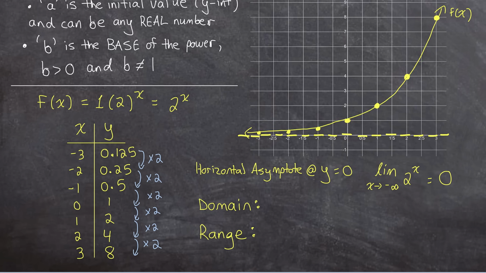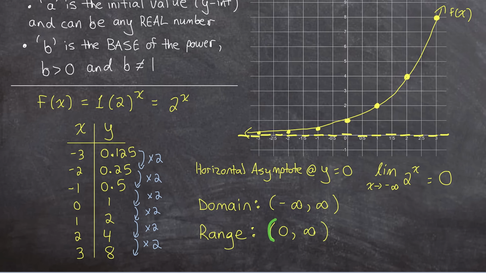So our domain would be any value between negative infinity and infinity. The range, however, means what's the set of y values the function could output. So what could we get 2 to the power of x equal to? Well, notice the function is always above our horizontal asymptote. So the function is always going to have a y value that's bigger than 0. So the range for this function would be from 0 to infinity.